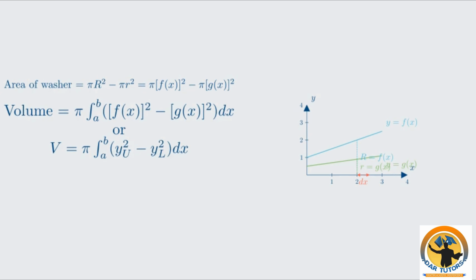Let's see an example. Find the volume of the solid generated by revolving the region between y equals x squared and y equals the square root of x about the x-axis. First, we need to find the points of intersection to determine our bounds of integration. We set the two functions equal to each other. x squared equals the square root of x.